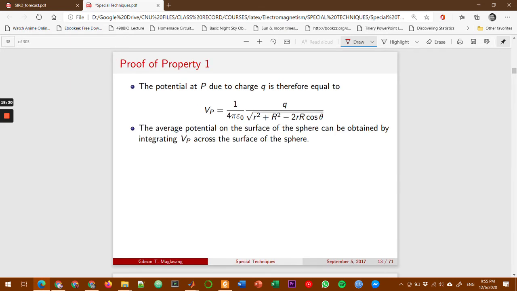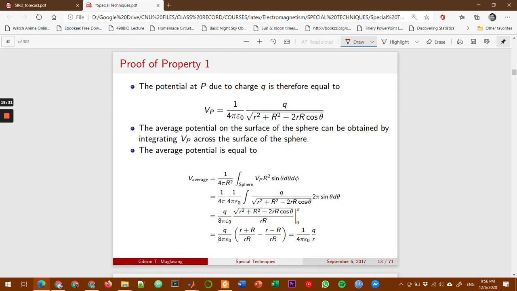And the average potential on the surface of the sphere can be obtained by integrating V sub P across the surface of the sphere. So the average potential is equal to, you have your Vp here, substitute naman na siya diha. Then this is the formula, this is dA, right? And then this is your area, divide mo siya kay average man. Sum total divided by kaning area sa imong sphere.